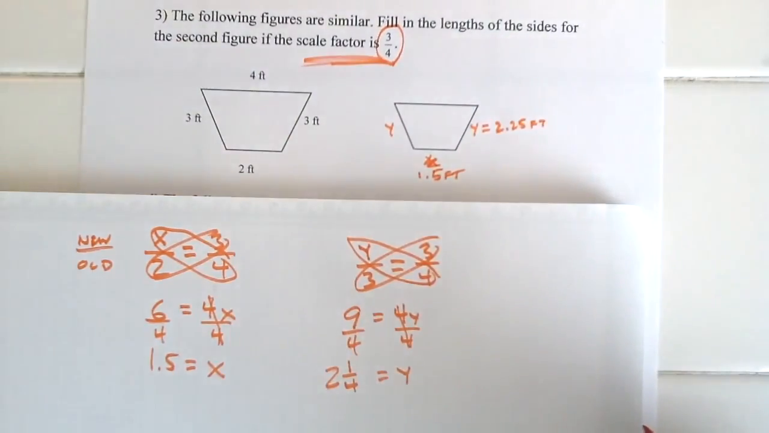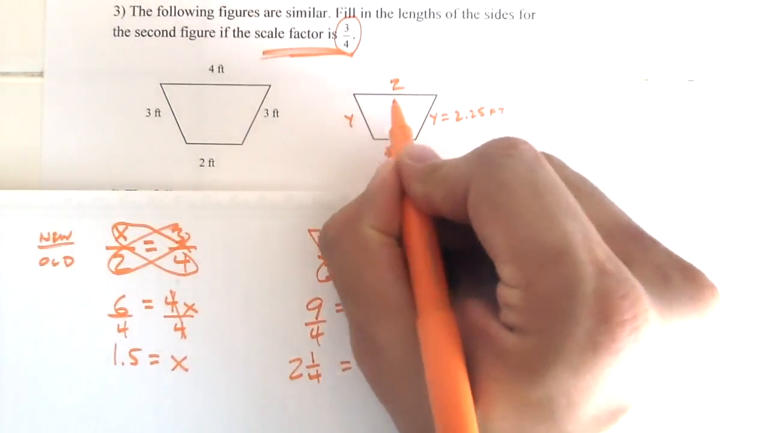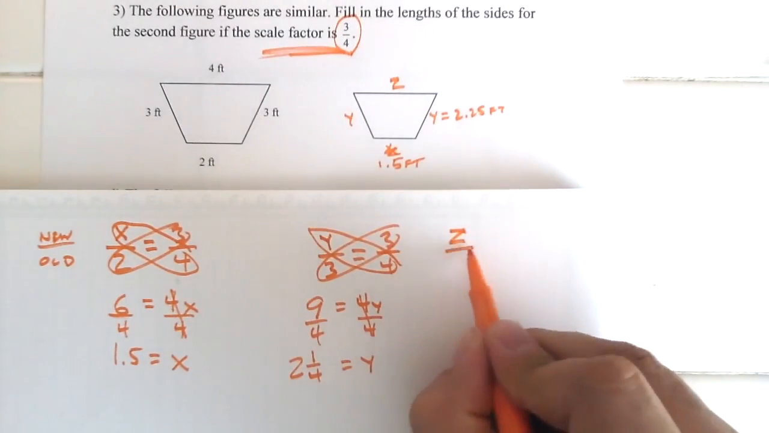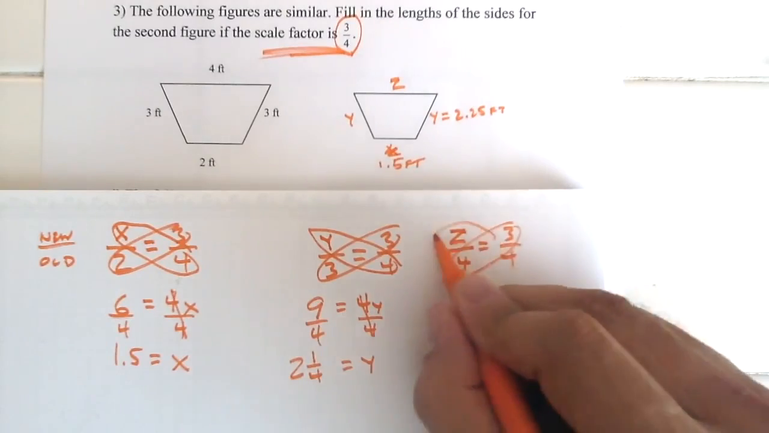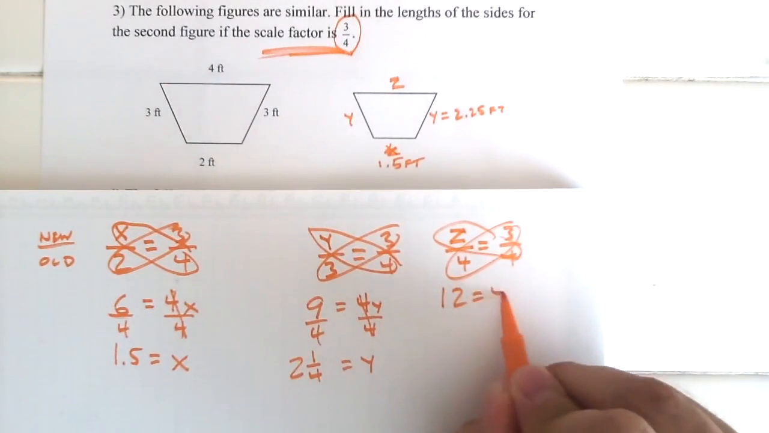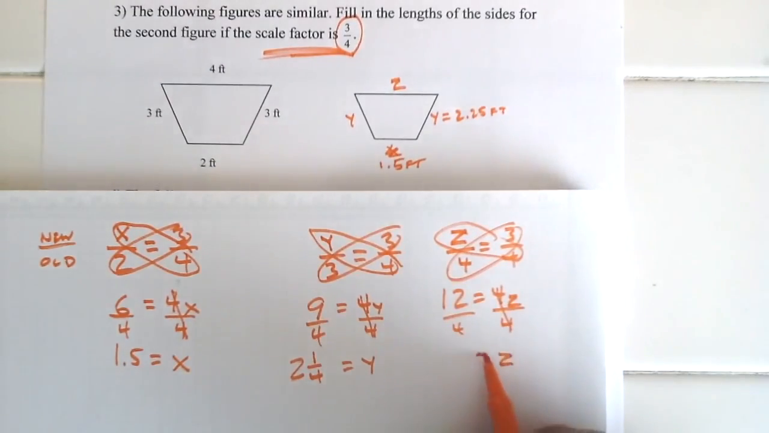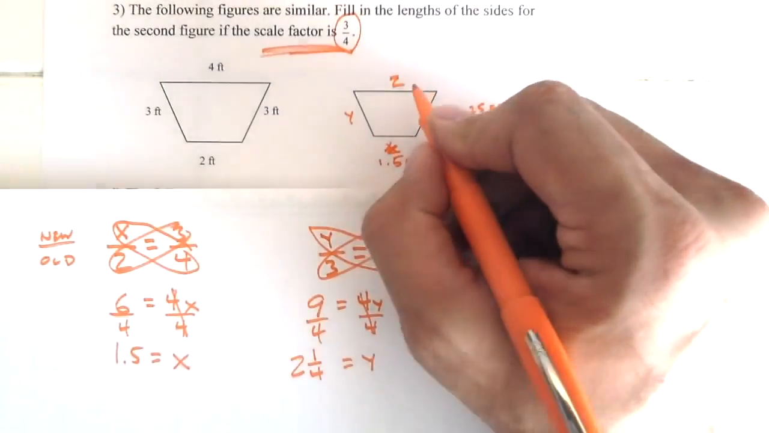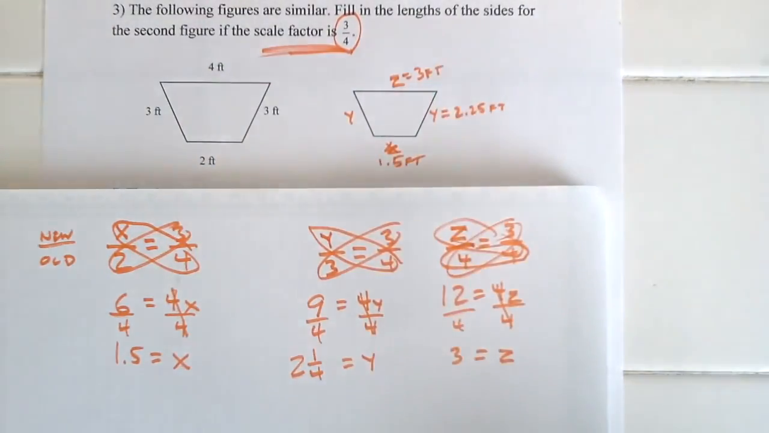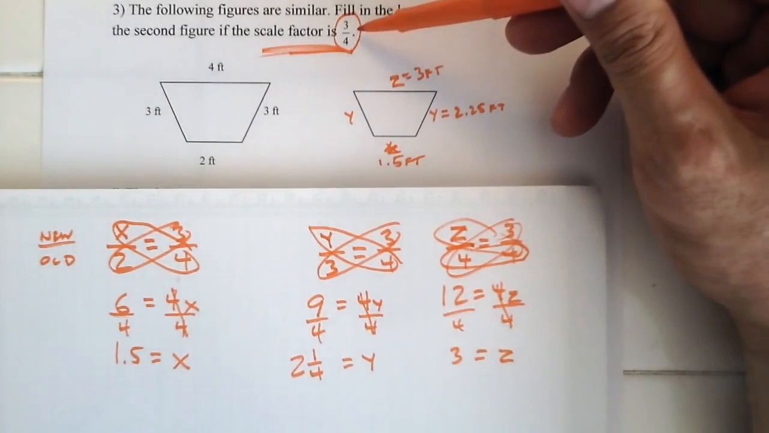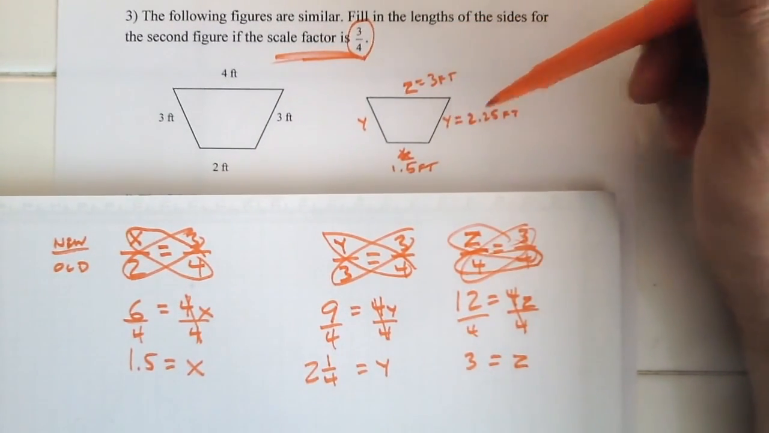All right, and then of course we do the same thing for the last one. Let's call this side z. So I would do z over 4 equals 3/4. Cross multiply. 12 equals 4z. Divide by 4. z equals 3. So z is 3 feet. So that's how you would use the idea of scale factor and similarity to find all the missing sides of our smaller reduction here.